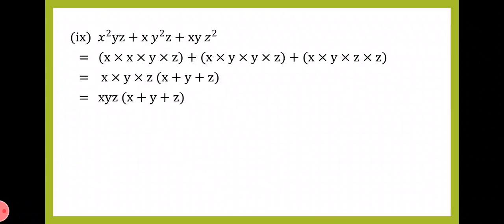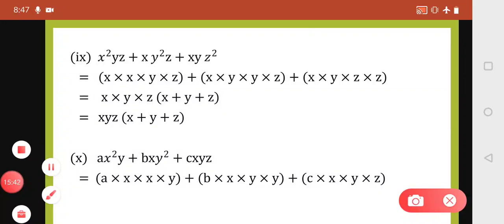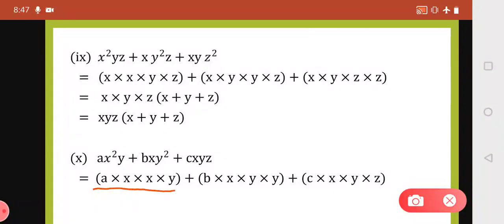Question number 10. ax square y plus bx y square plus cxyz. Again, writing the factors of the three terms, that is first ax square y, that is a into x into x into y, plus the factors of bx y square is b into x into y into y, plus the factors of cxyz, that is c into x into y into z.